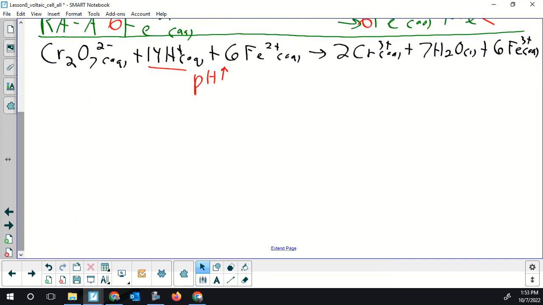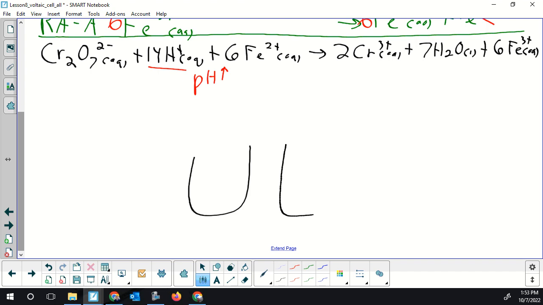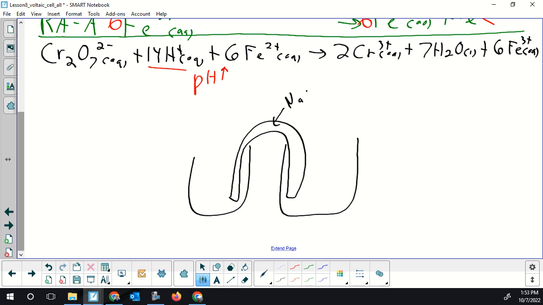So I'm going to get started with the generic pieces. We're going to need 2 beakers. We're going to need a salt bridge. We're going to need some salt in that salt bridge. You've already seen sodium nitrate. Sodium chloride will work fairly well for most labs. Sodium ions and chloride ions are not good OAs or RAs.